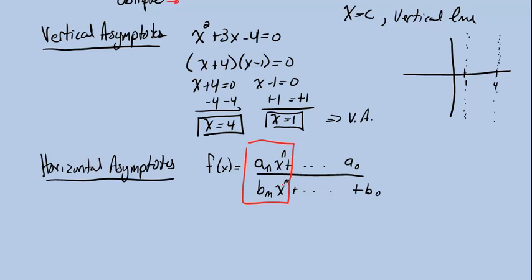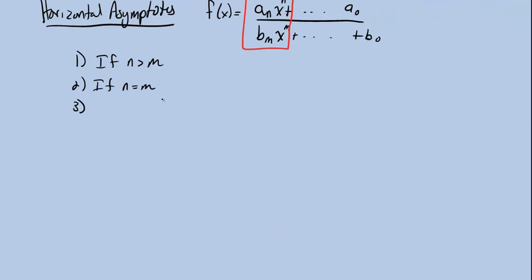So this is a sub n over b sub m. We're going to look at our leading terms. We're going to look now at the relationship of our degrees. So let's just look at our degrees: if n is greater than m, if n equals m, and our third circumstance, if n is less than m.